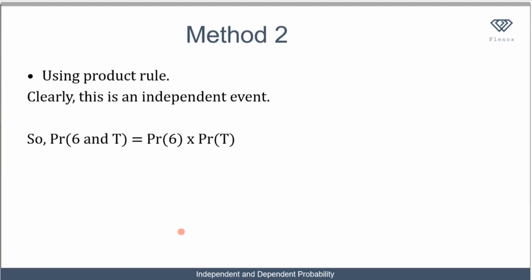So using the product rule, this is clearly an independent event because no matter what the coin shows, it in no way affects what the die shows. So the coin and the die are independent of one another. So the probability of having a 6 and tail is just the probability of 6 times the probability of tail.